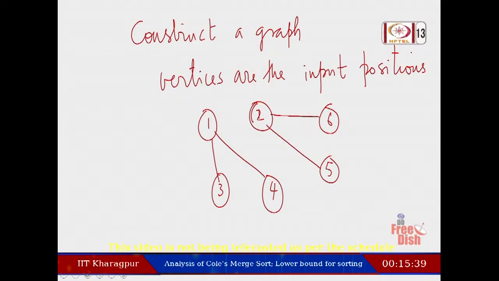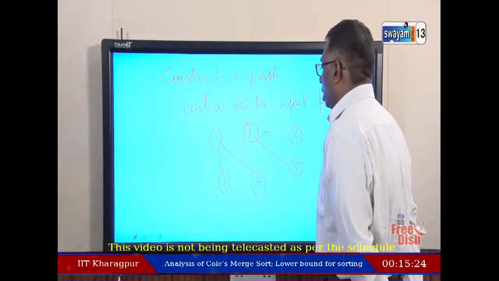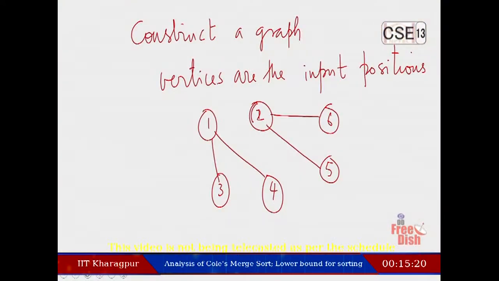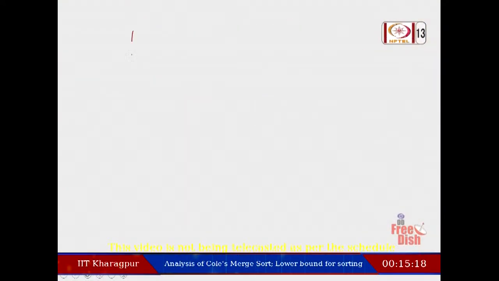We take vertices for all input positions and we place an edge between two vertices if elements at those positions are compared in the first step of your algorithm. So in this example, elements at positions 1 and 3 are compared in your algorithm, and elements at positions 1 and 4 are compared in your algorithm, and so on. So after forming this graph, we find a maximal independent set of your graph.